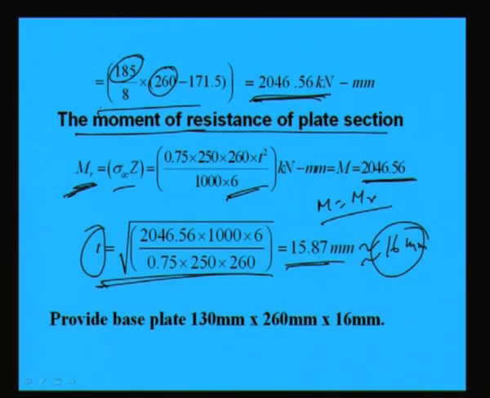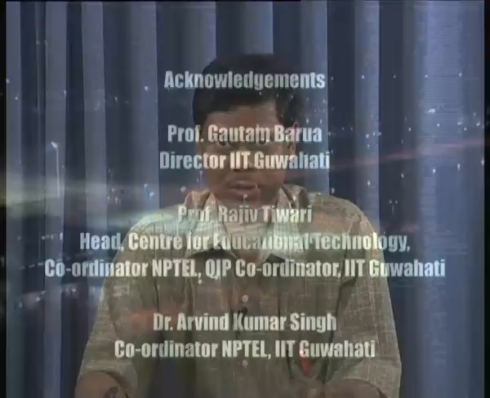So all the values we found. We can say that we provide the base plate as 130 mm by 260 mm by 16 mm. These are the values which we get. In this way we can find a suitable plate dimension. With this, I would like to conclude today's lecture, and tomorrow we will discuss the design aspects of the unsupported beam. Thank you very much.